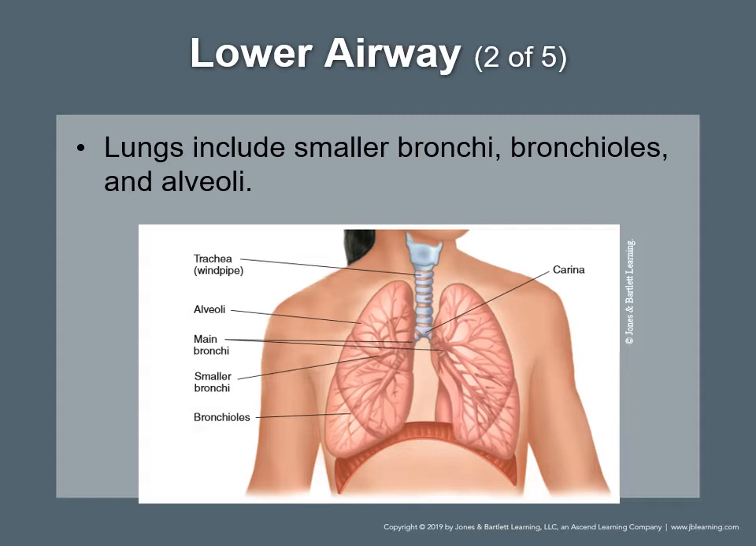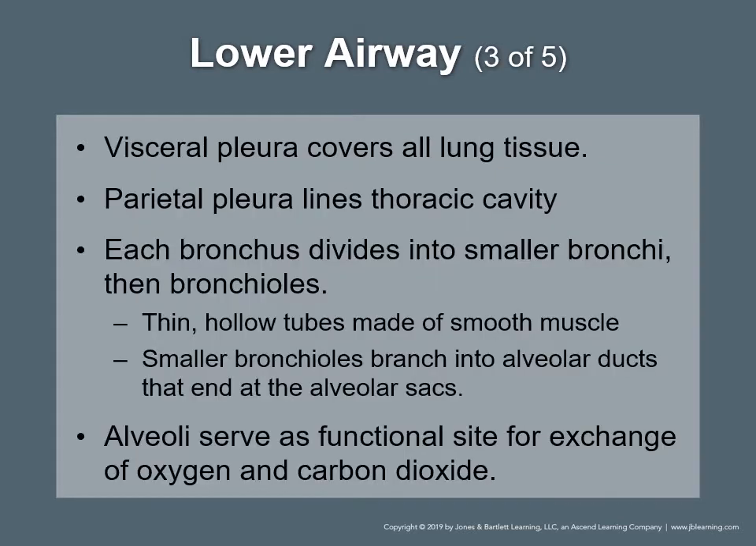The lungs include the smaller bronchi, bronchioles, and alveoli, and that is a picture of those. All lung tissue is covered with a thin, slippery outer membrane called the visceral pleura. The parietal pleura lines the inside of the thoracic cavity. On entering the lungs, each bronchus divides into increasingly smaller bronchi, which subdivide into bronchioles.